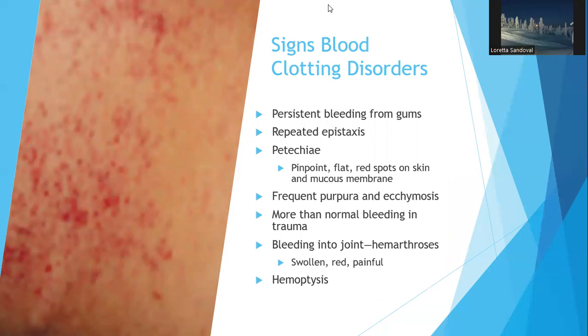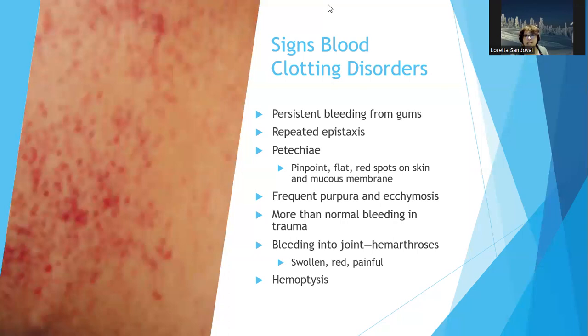causes. So the main one we're going to talk about is hemophilia A, but the other types of blood clotting disorders have similar signs. Okay, so spontaneous bleeding or excessive bleeding following minor tissue trauma are the signs. Persistent bleeding from the gums, repeated epistaxis, which is nosebleeds, petechiae, which are those pinpoint flat red spots on the skin and mucous membrane. So this is a photograph of petechiae. Frequent purpura and ecchymosis, and that's the look of bruising when you didn't have any trauma.